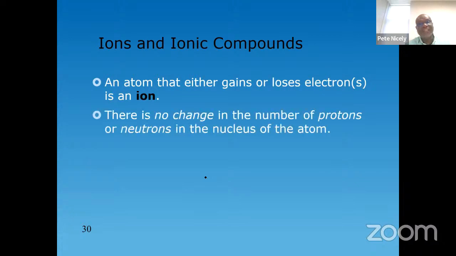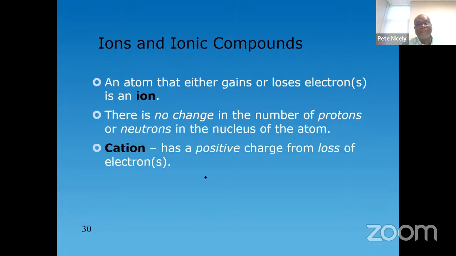All right. Now, the key thing you need to remember is that there's no change in the nuclear composition of the atom when it converts to an ion, right? The only thing that will change is the number of electrons, right? Depending on whether or not the electrons are being lost or gained.